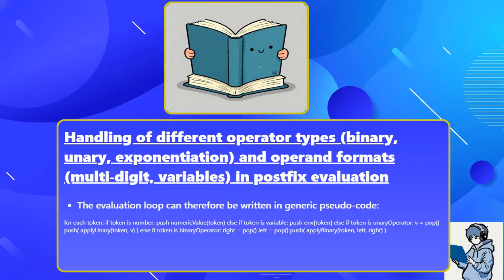The evaluation loop can therefore be written in generic pseudocode. For each token, if the token is a number, push the numeric value of the token. Else, if the token is a variable, push the value from the environment for that variable. Else, if the token is a unary operator, pop a value, apply the unary operation to the value, and push the result. Else, if the token is a binary operator, pop the right operand, pop the left operand, apply the binary operation to left and right, and push the result. This design makes it easy to extend the language with new operators such as factorial, exclamation mark, by adding a case to the apply functions.